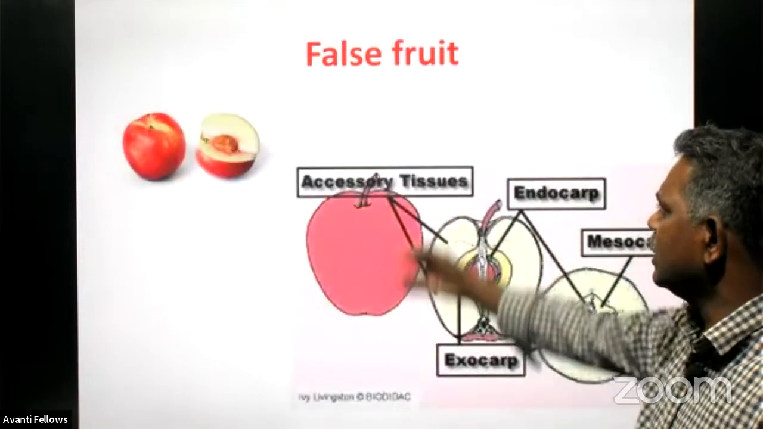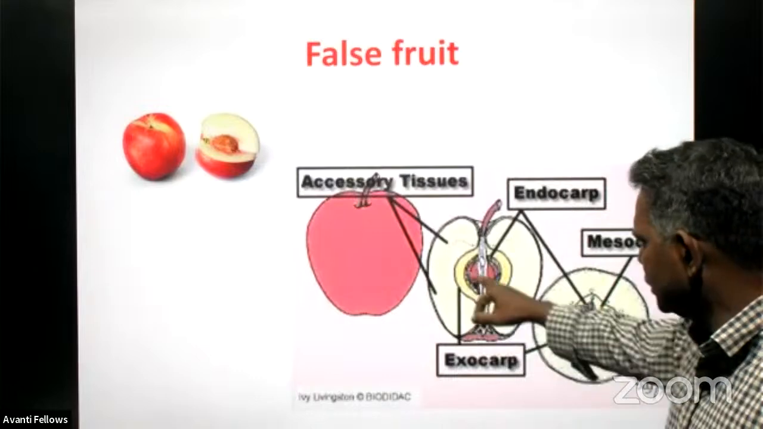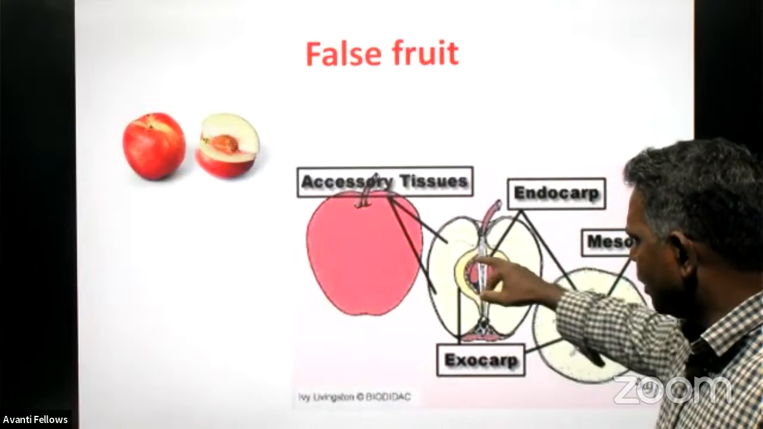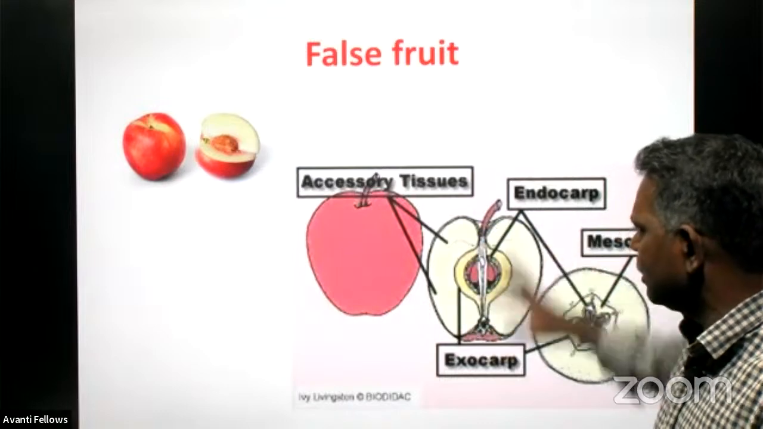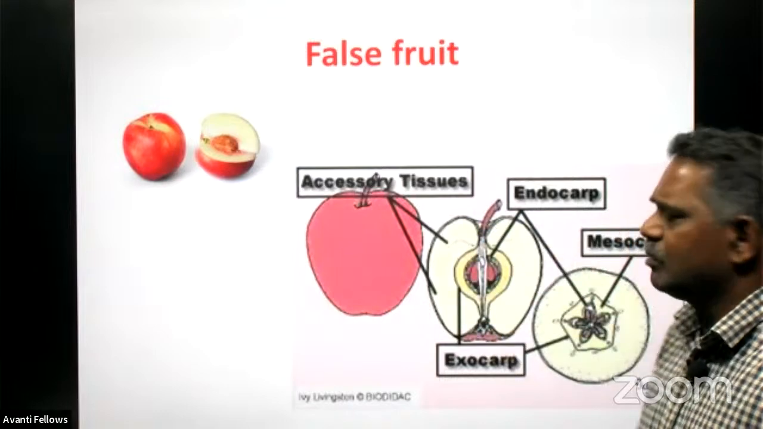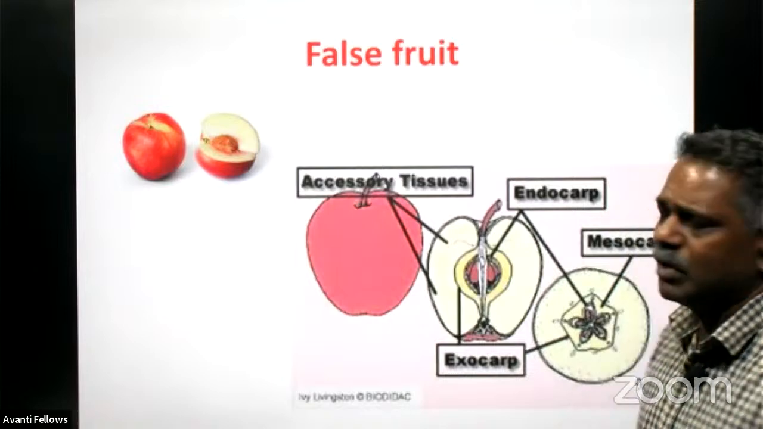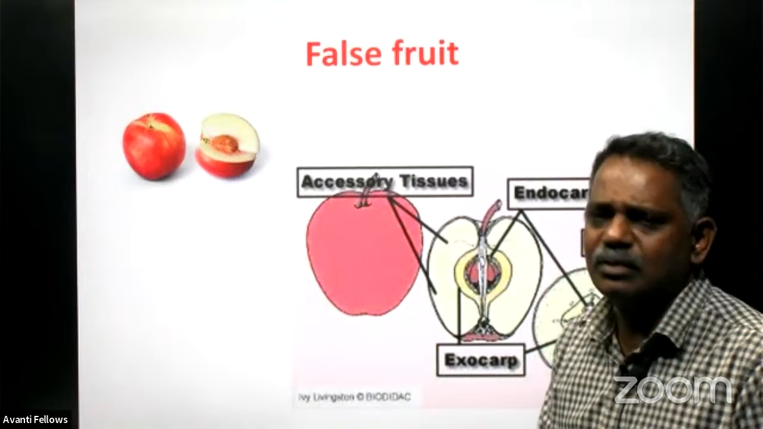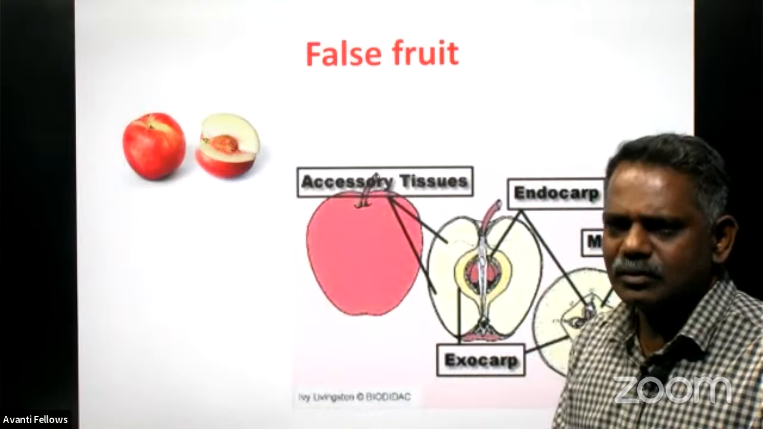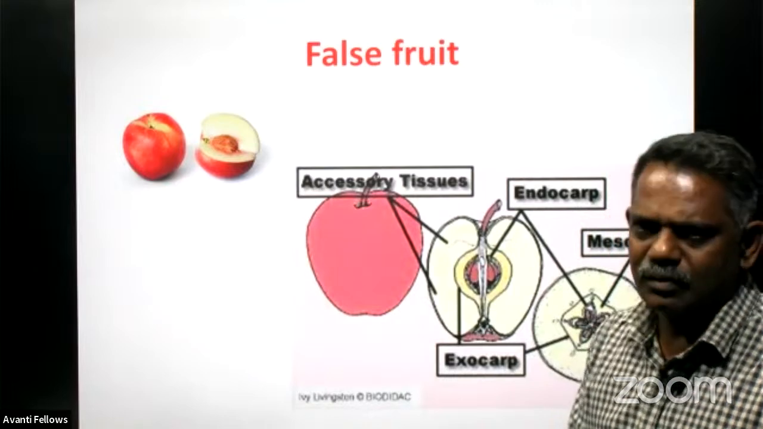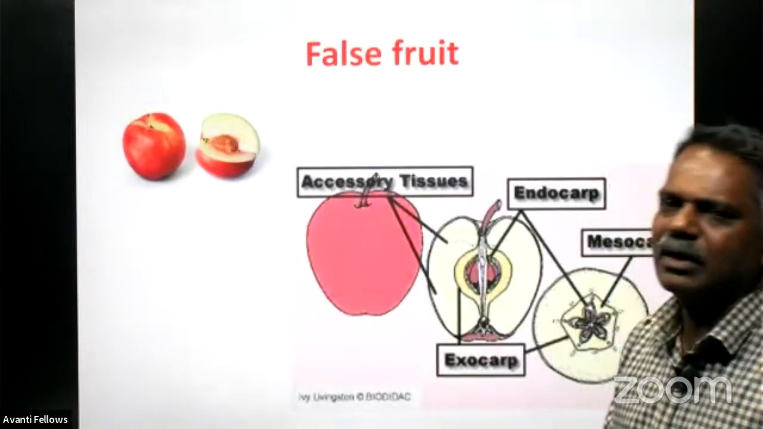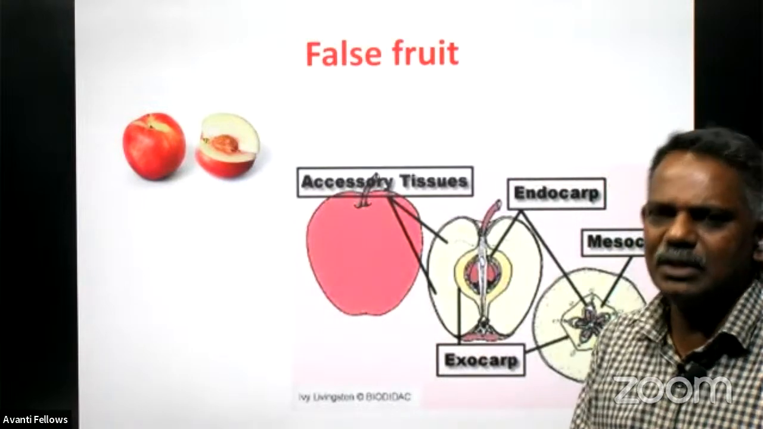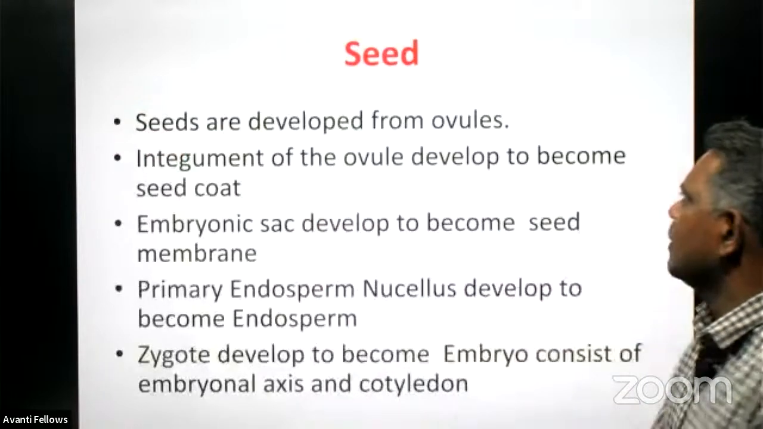And here in the case of the apple, this is the real part, the ovary, and this is the thalamus, which becomes fleshy and thick and develops to become the fruit. That is why apple, strawberry, and cashew are not called real fruits. They are false fruits only, because this fleshy, sweet part is developed from the thalamus region of these flowers only.